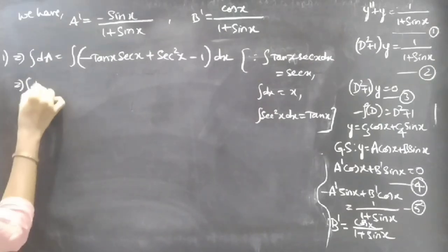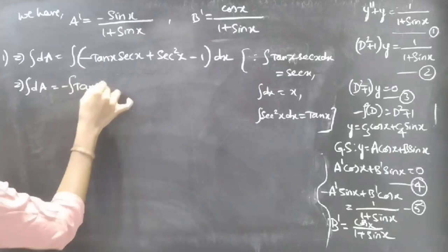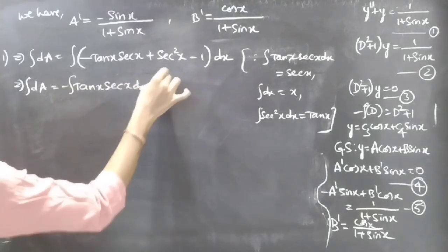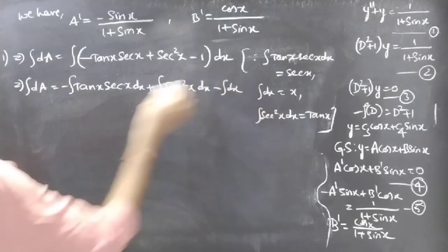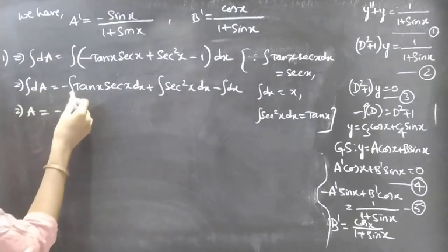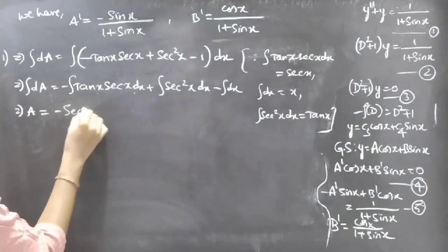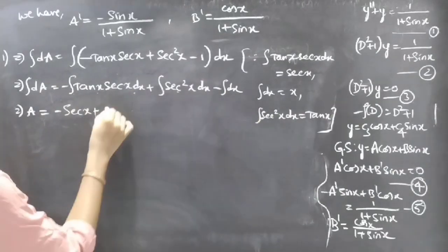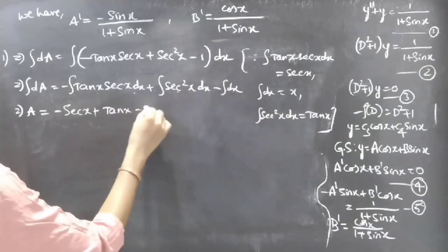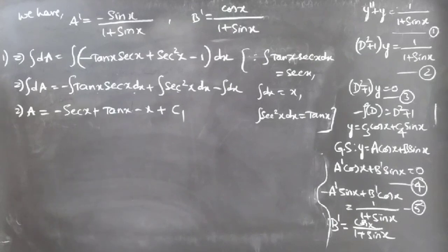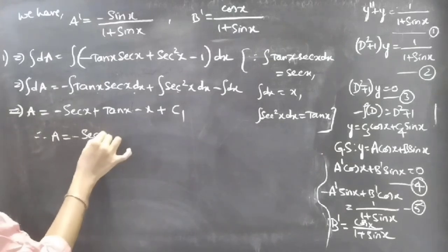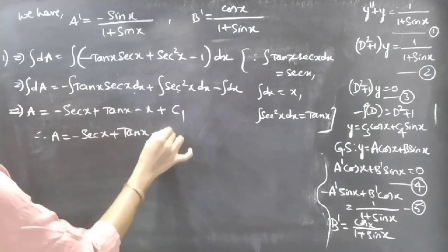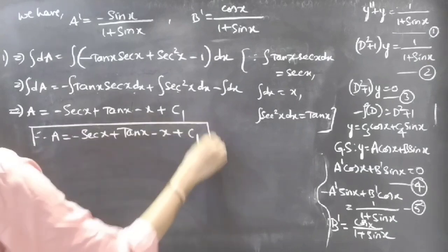This gives us integral dA equals minus integral tan x secant x dx plus integral secant square x dx minus integral 1 dx, which is integral dx. This gives us integral dA, A equals minus integral tan x secant x dx, which is secant x, plus integral secant square x, which is tan x, minus integral dx, which is x, plus the integral constant c1. Therefore, A equals minus secant x plus tan x minus x plus c1.